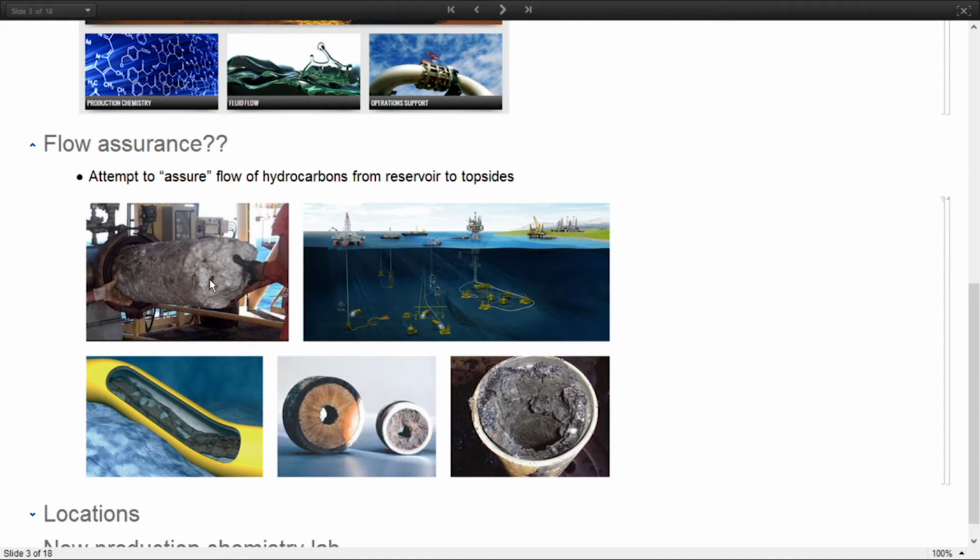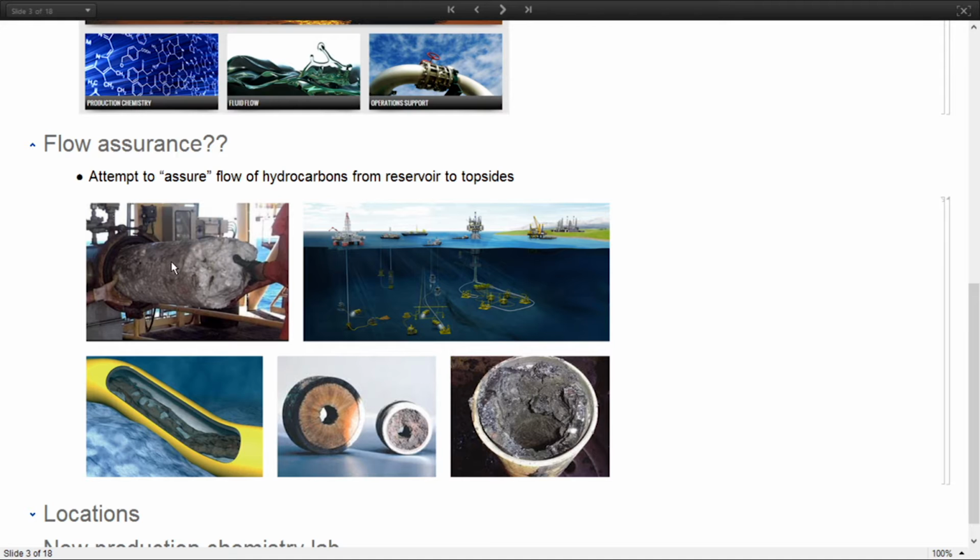Some of the other things that we focus on are production chemistry issues related directly to the oil. This is a picture of what's called a hydrate. A hydrate looks very similar to ice, and in some ways it is, but it forms when you've got methane and water present in your pipeline. The special thing about it is that it forms under high pressures and low temperatures, which is the exact environment that you have in an offshore pipeline.